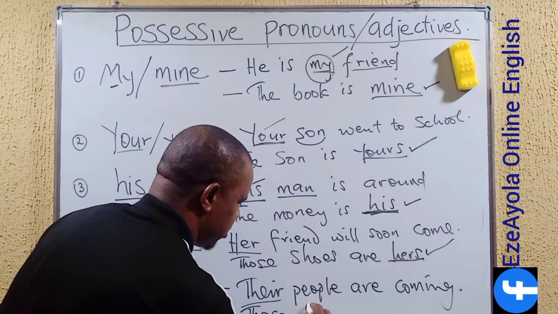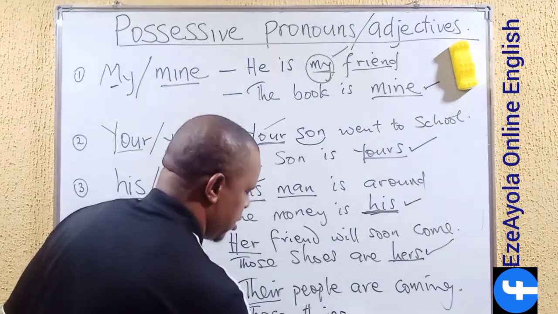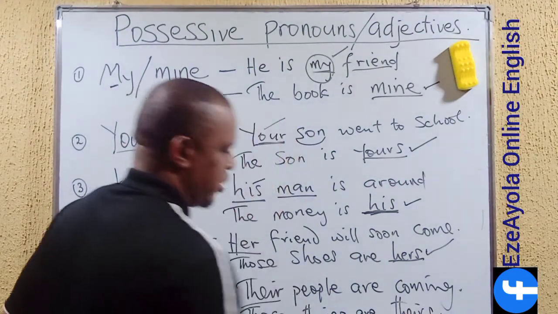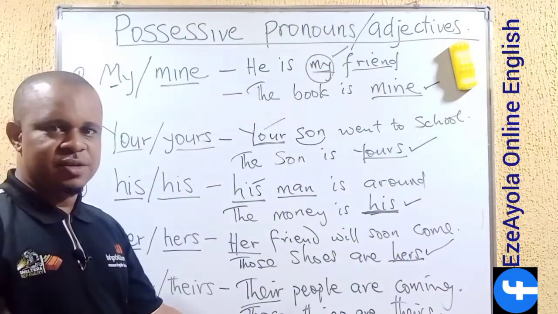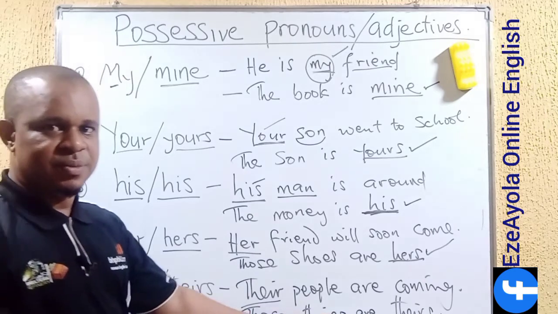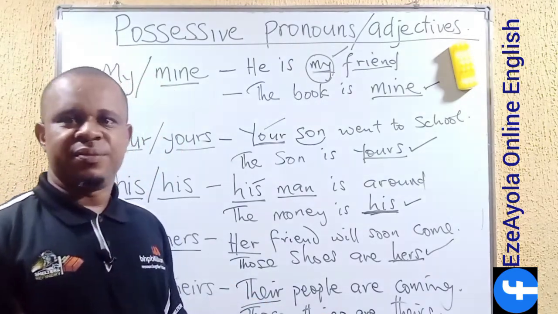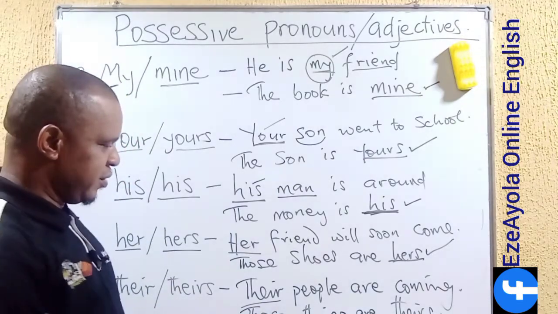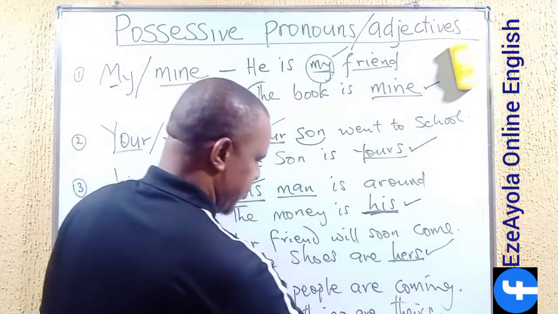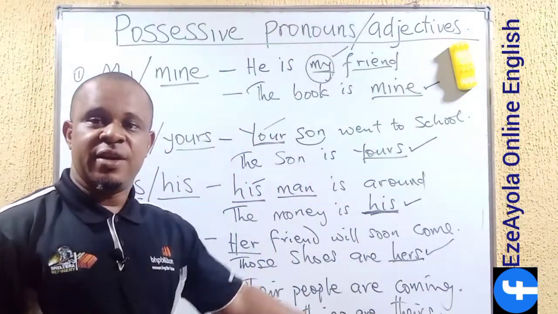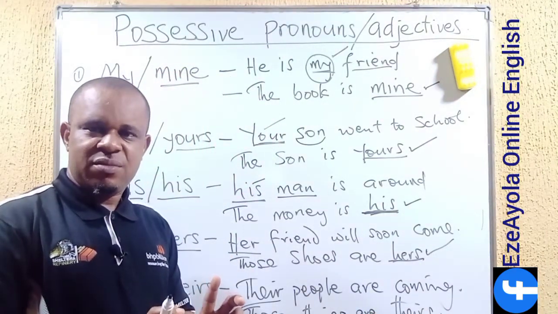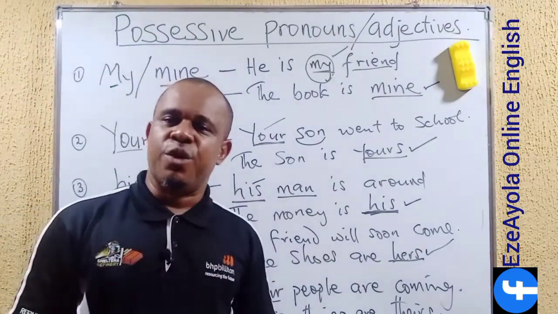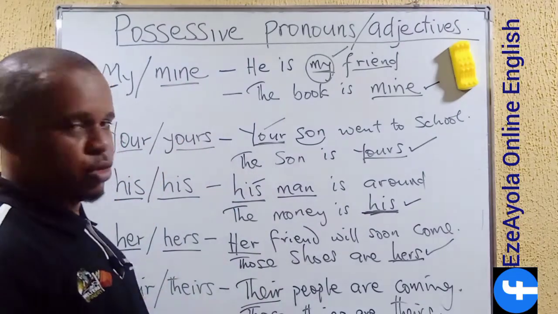But when we say those things are theirs. Now, look at this. Those things are theirs. Those things are theirs. Now, what do we mean? This "theirs", finally here, is a possessive pronoun. We need to take note of these words.